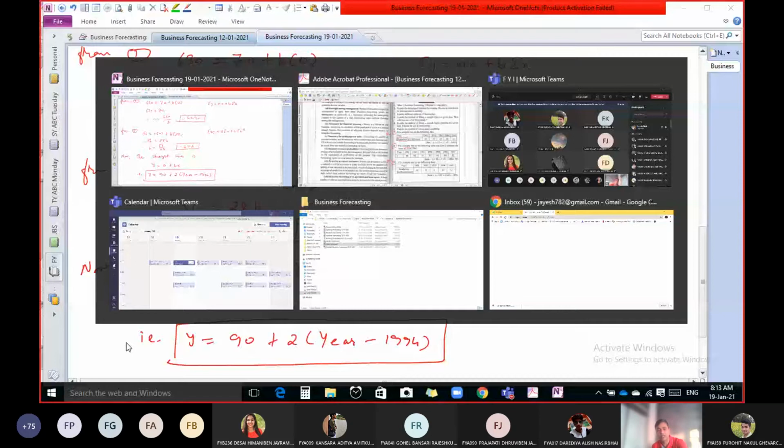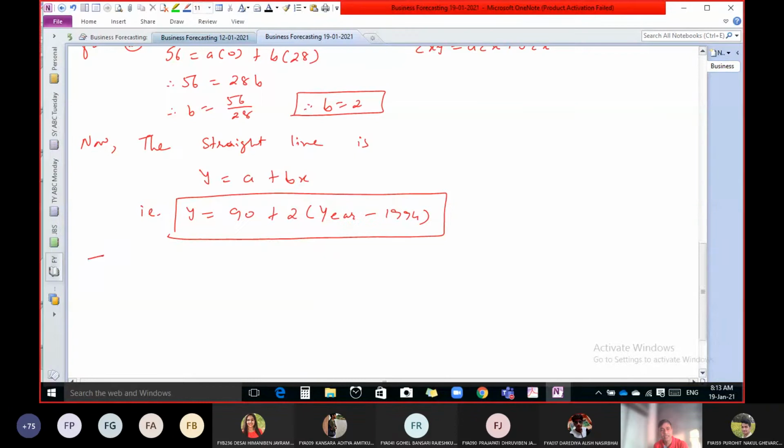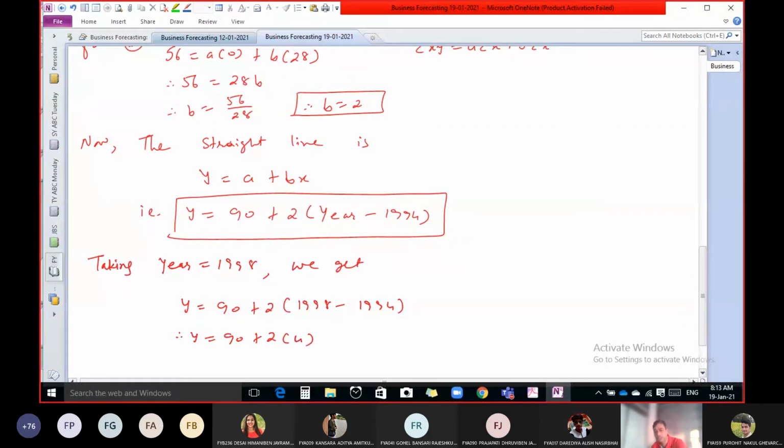And then we have to estimate the value of y for the year 1998. So taking year equal to 1998, we get y equal to 90 plus 2 times 1998 minus 1994. So y equal to 90 plus 2 into 4, that is 8. So y equal to 90 plus 8, that is 98. That is our final answer. So this is the way to fit a straight line. It's very simple, very easy.